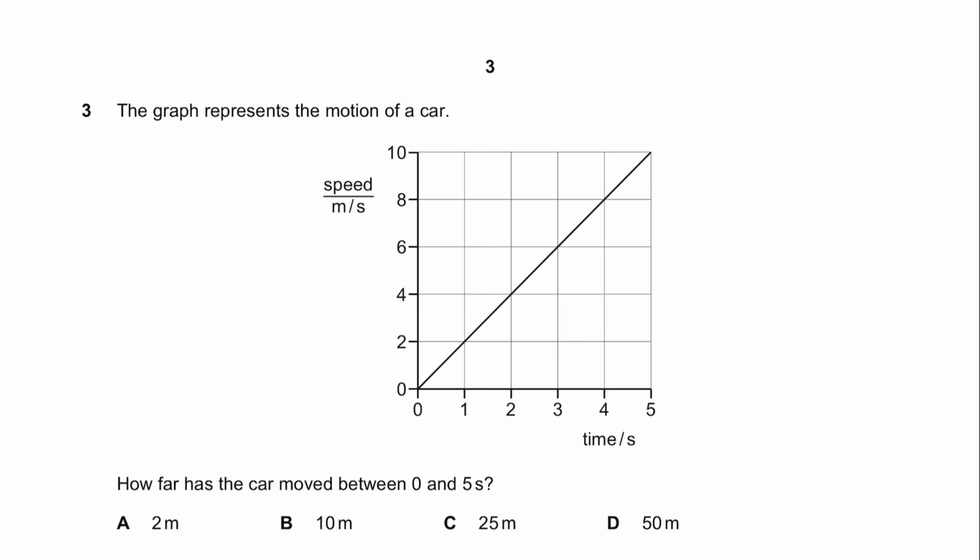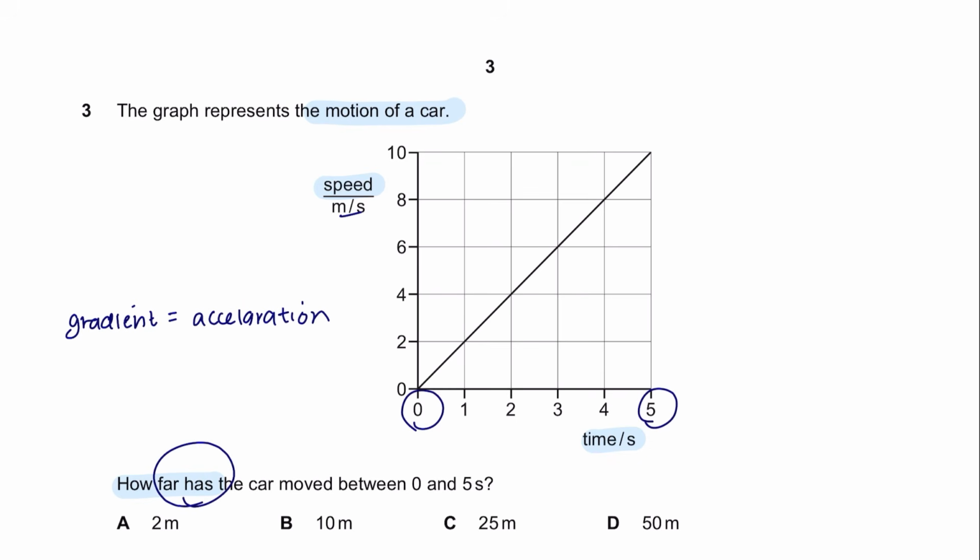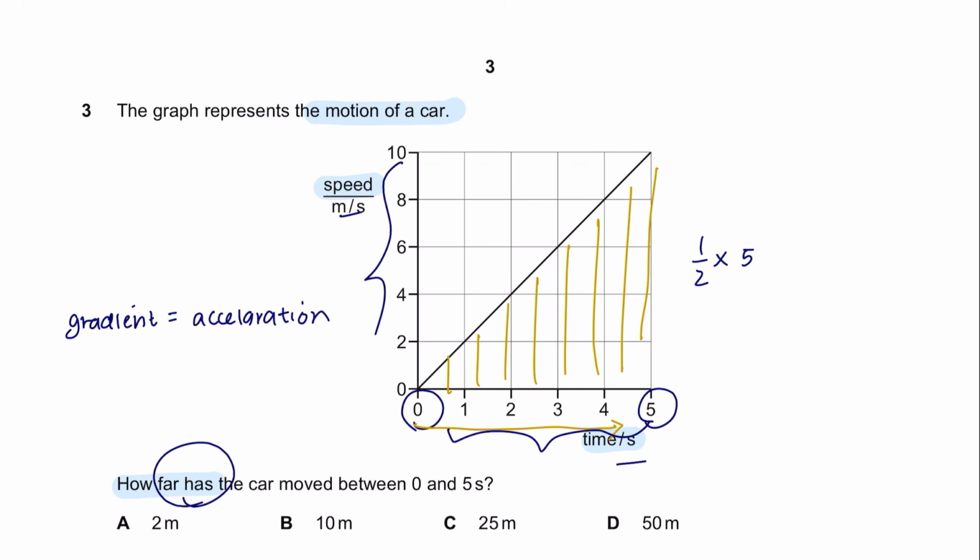Question 3. The graph represents the motion of a car. A speed time graph gives you acceleration. How far has the car moved between 0 and 5 seconds? Now, to find the distance from a speed time graph, you just need to find the area below the graph from 0 to 5 seconds, and that would be the area of a triangle, so 1/2 times 5, which is the base, times the height, which is 10, giving us 25 meters.